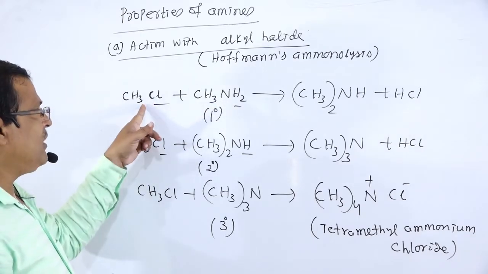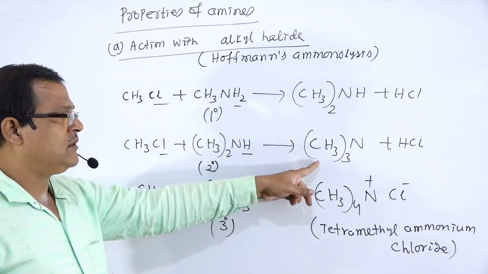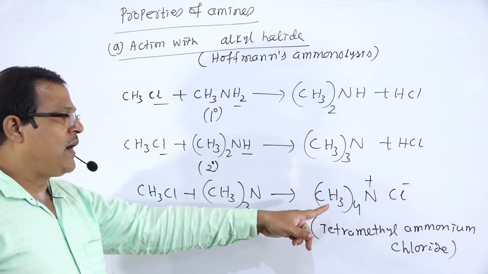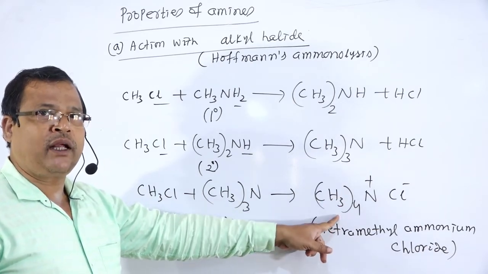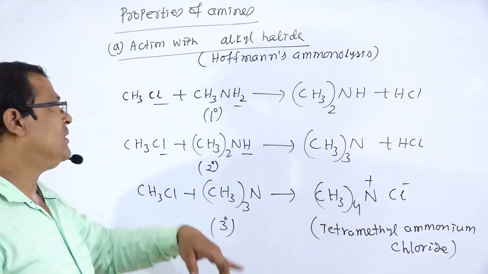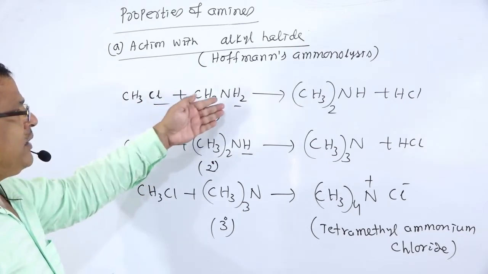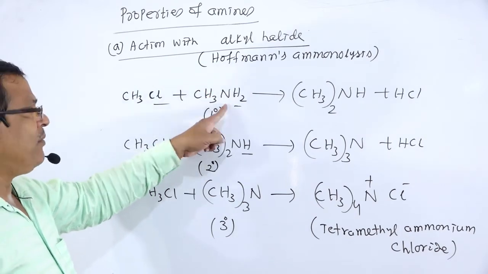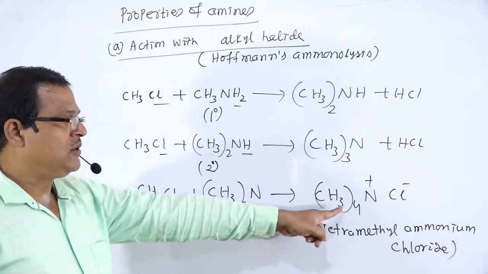Primary amine reacts with one molecule of alkyl halide to form secondary. Secondary reacts with another molecule of alkyl halide to form tertiary. Tertiary reacts with another molecule of alkyl halide to form quaternary. So quaternary ammonium salt will be obtained by the action of 3 alkyl halides on the primary amine. If we start from the primary amine, 3 molecules of alkyl halide are required to form quaternary.